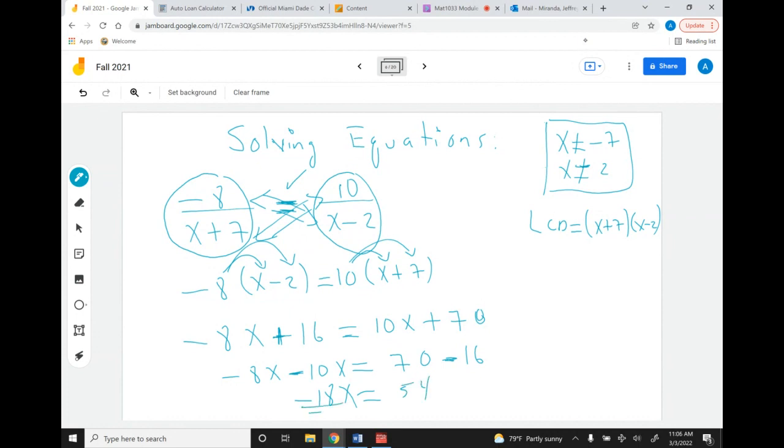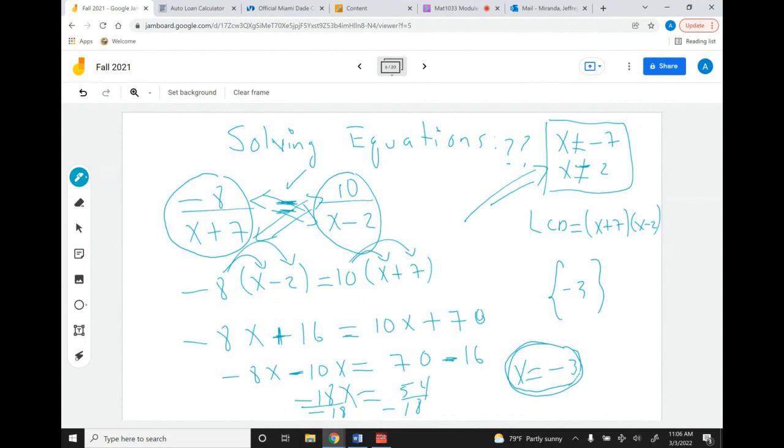Now, when I divide both sides by -18, how do I get? I get -3. So x is equals to -3. Now, before you claim victory, before you say, oh, I got the answer, check to see if this number here is one of the numbers that were excluded from the beginning. Is it? No. -3 is neither -7 nor 2. So that means that my solution is actually -3.